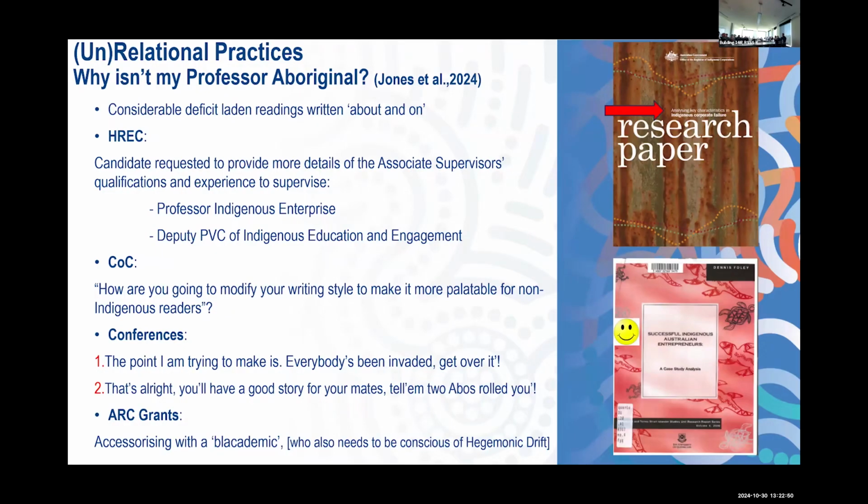Now, I thought I'd just share with you some unrelational practices. I was going to ask Dennis to do a slide on this as well, but I recognise that it's the actions of people like Dennis and those First People academics that have gone before me that have allowed me to be in this thing called the academy. And I just want to make the point that this is not an easy place for First People.